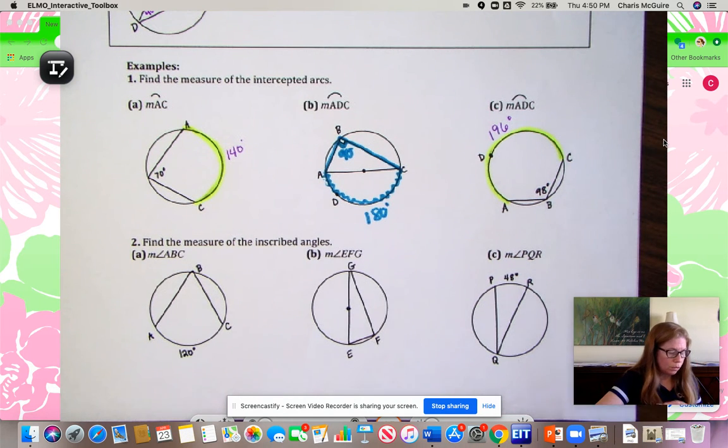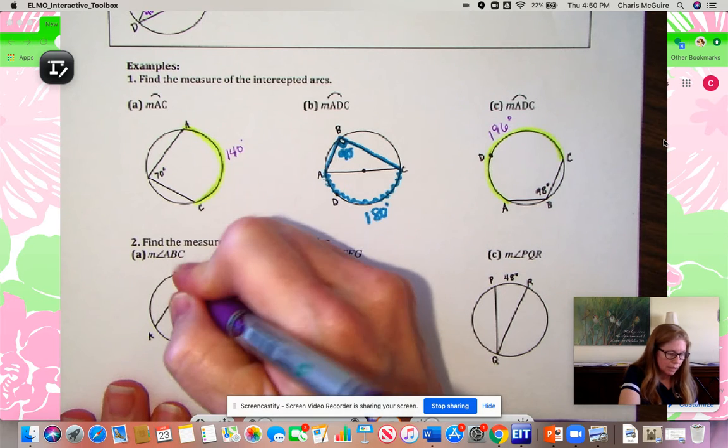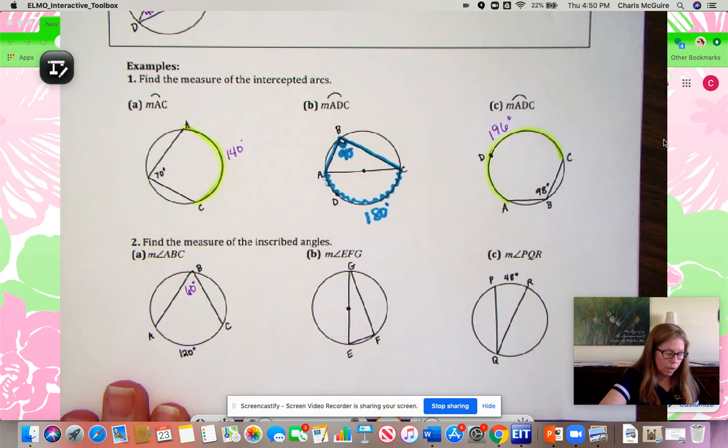All right, number 2, find the measure of the inscribed angle. So now we're going the other direction. Angle B would have to be how big? 60 degrees, half of that 120.